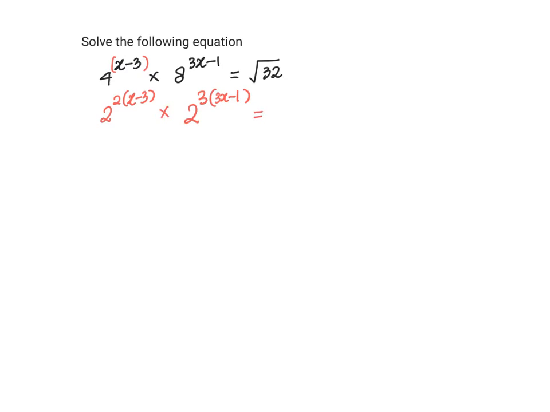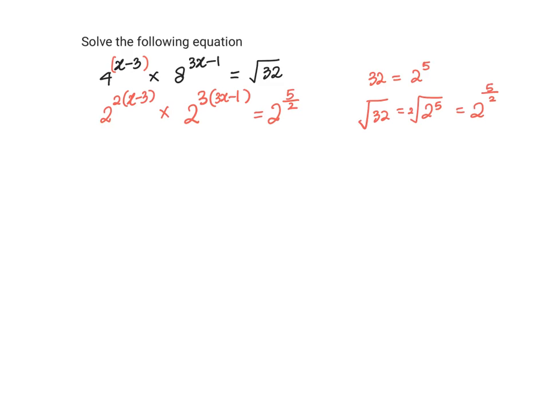Now what is square root 32? If you use your calculator and do your prime factorization, 32 is actually 2 to the power of 5. So if we have square root 32, it will be square root of 2 to the power of 5. Remember this power is 5, then the outside power here, square root, is actually root 2. So this will be 2 to the power of fraction 5 over 2.